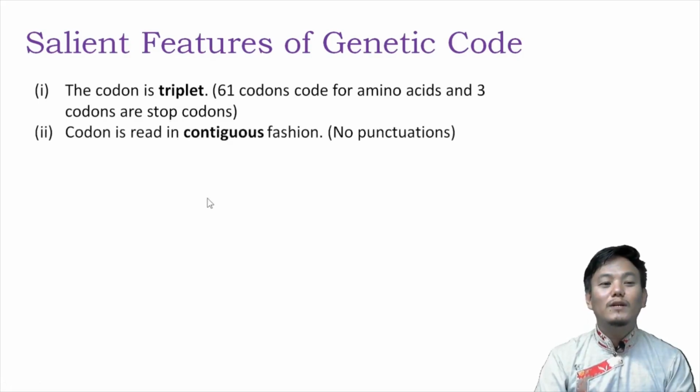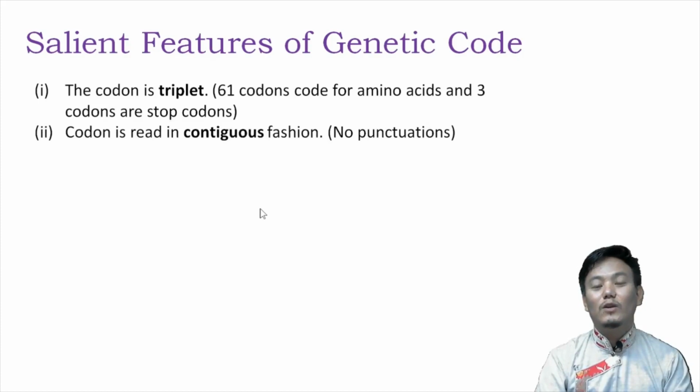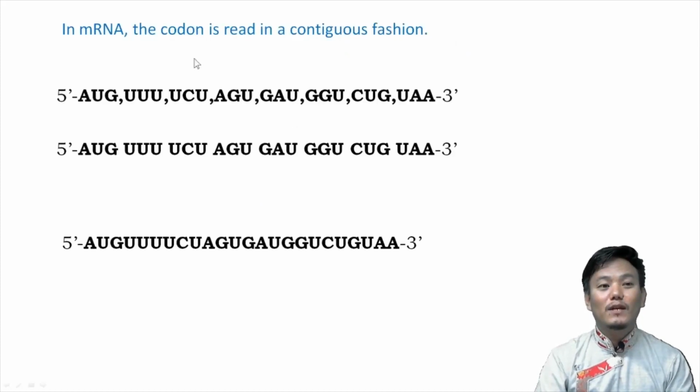The second one is the codon is read in a contiguous fashion. There are no punctuations between each codon. Let us try to understand this one. In an mRNA, the codon is read in a contiguous fashion. If this is an mRNA over here, and we can see these codons over here in sequence, there are no punctuations, there are no gaps between the codons. Right? There are no gaps between the codons, there are no punctuations between the codons.